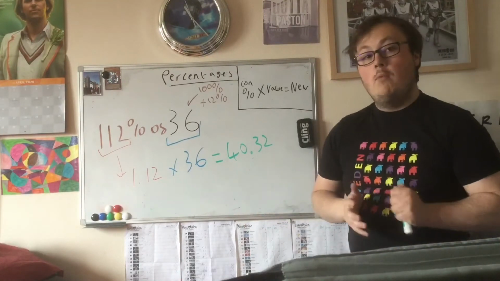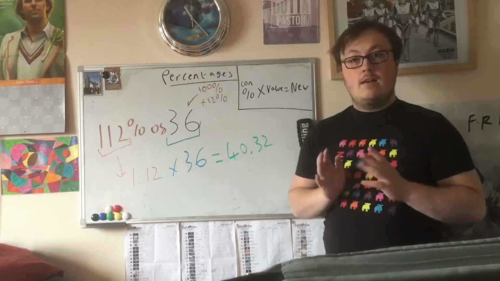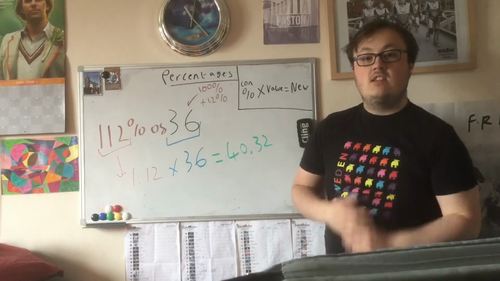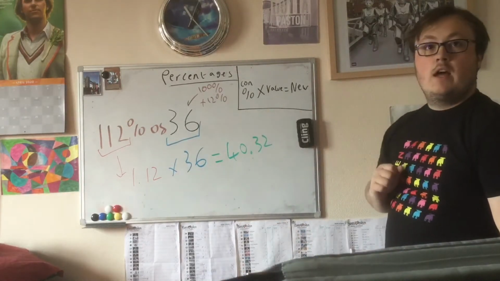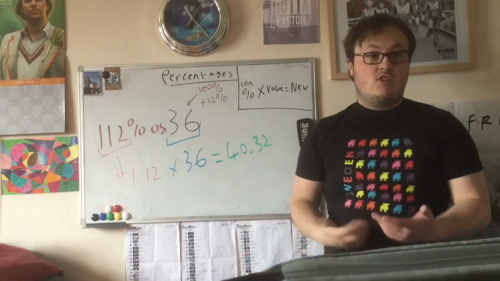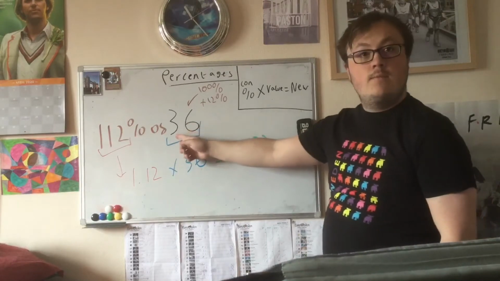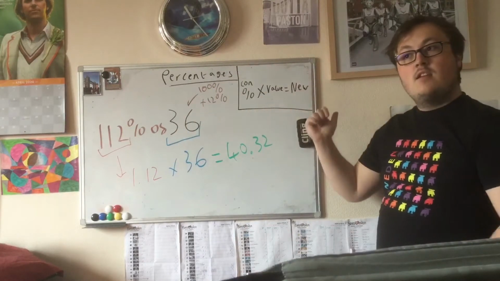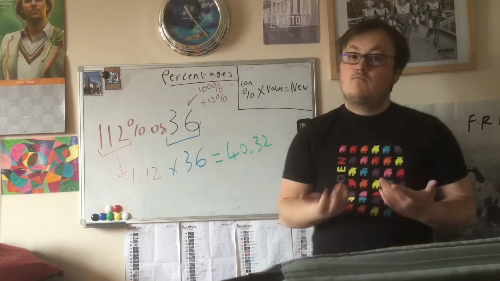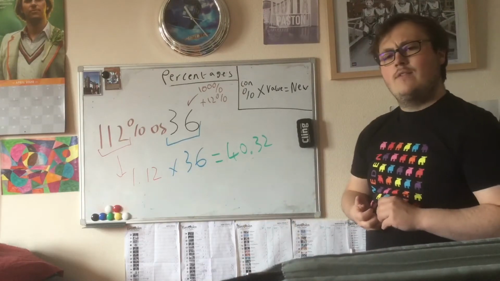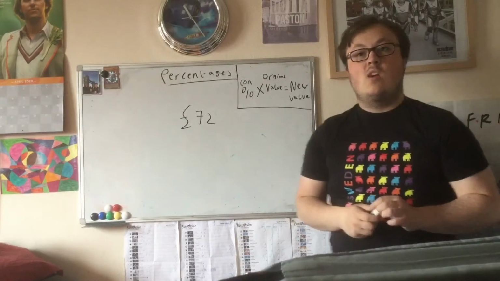I've now made a formula to do this. To find any value when you find a percentage of an amount, you multiply your converted percentage, so the decimal equivalent, by the original value, and you will get the new value. Simple as. Let's try another one. Let's try it with this question.